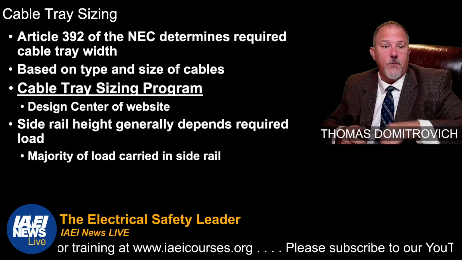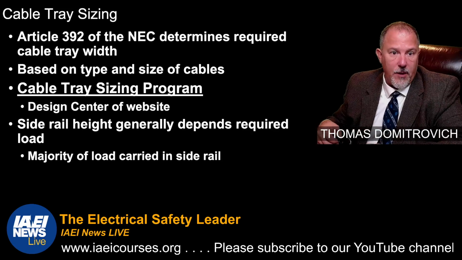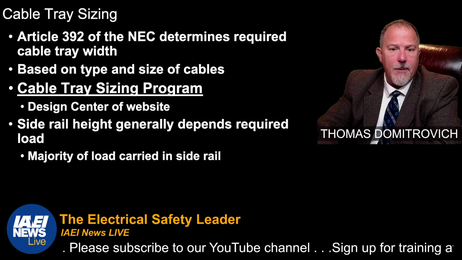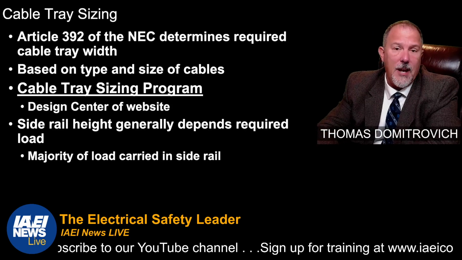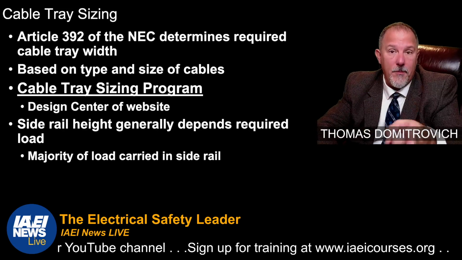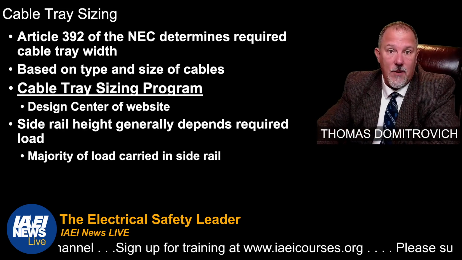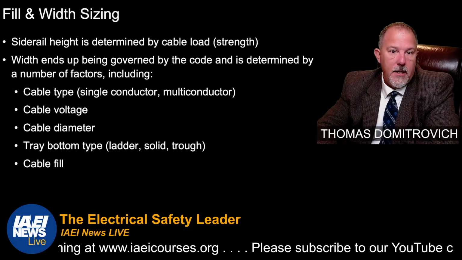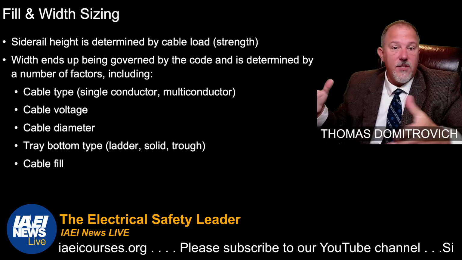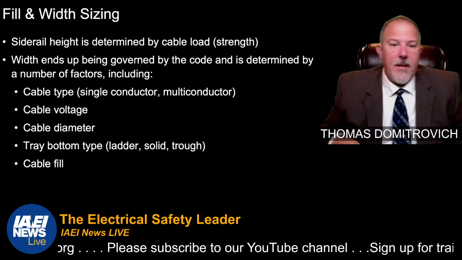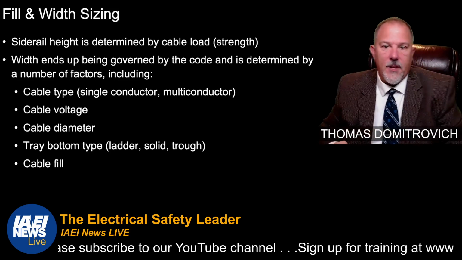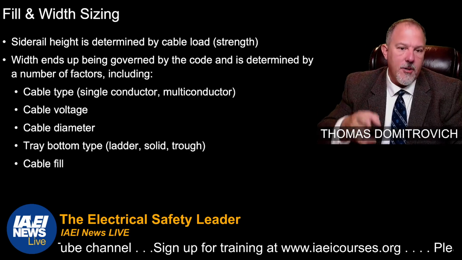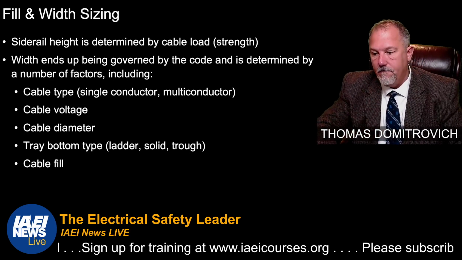Article 392 determines the cable tray width, and that's all based on the type of cables. Side rail height depends on the load and how much cable you can put inside of it. And remember too, on wind resistance as well for outside. Side rail is gonna play a role there. Cable load, width ends up being governed by the code and is determined by a number of factors: cable type, cable voltage, cable diameter, tray bottom type, and cable fill.